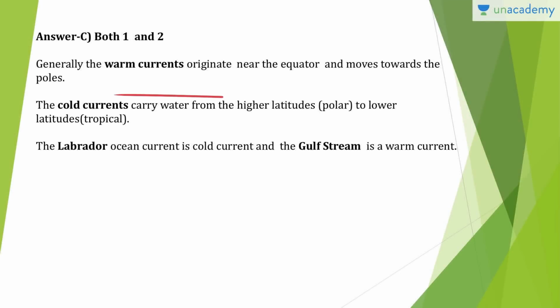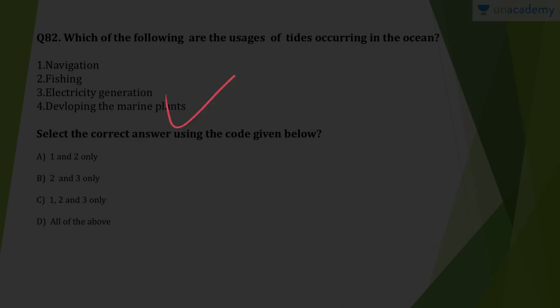So generally the warm currents originate near the equator and they move towards the poles, and the cold currents carry the water from the higher latitudes, that is polar, to the lower latitudes, that is tropical. And the Labrador ocean current is a cold current and the Gulf Stream is a warm current. So these are some of the examples.